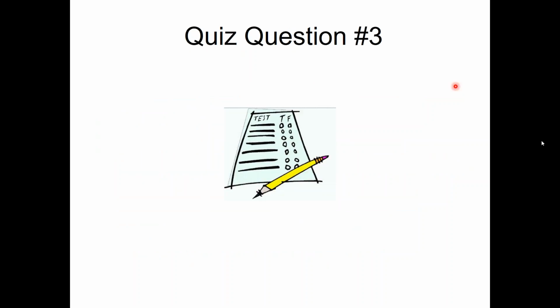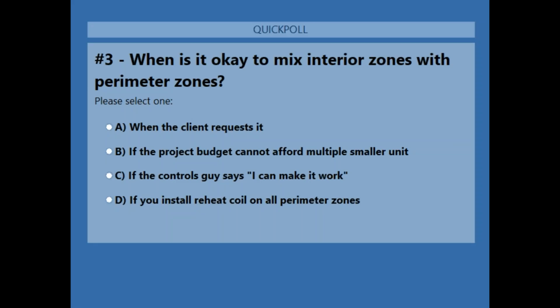All right, quiz question number 3. When is it okay to mix interior zones with perimeter zones? I can't believe I wrote this question. All right, I'm only going to give you 30 seconds because this is an easy one. When the client requests it, if the project budget can't afford more multiple zones, if the controls guy says he can make it work, or if you install reheat on all the perimeter zones.